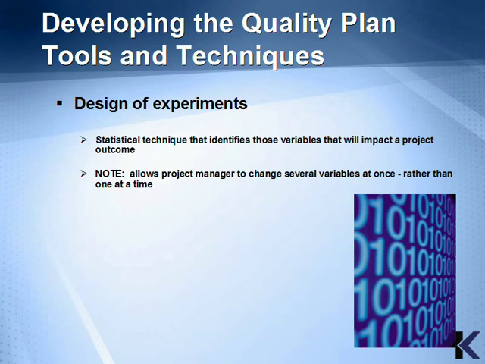Just remember that the DOE equips the project manager with a statistical framework that allows changing several variables at once that have the greatest effect on overall project outcomes. This is done instead of changing one variable at a time. We'll continue with tools and techniques for the quality planning process in the next section.